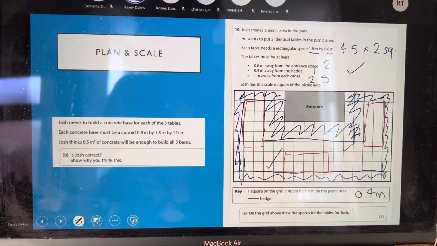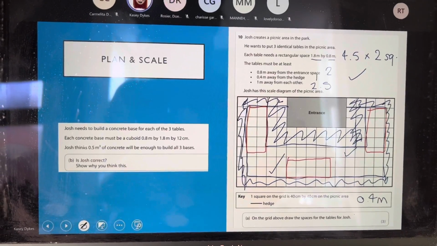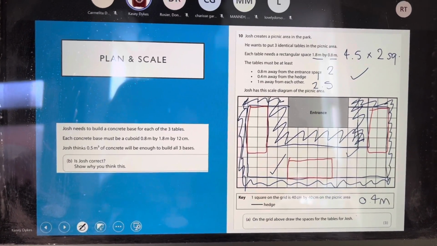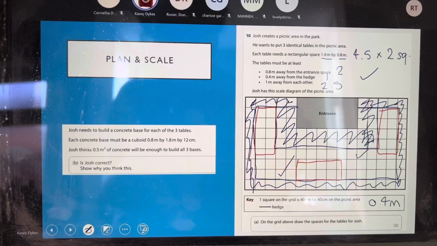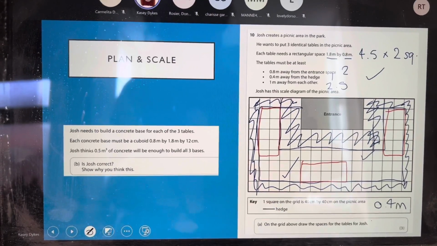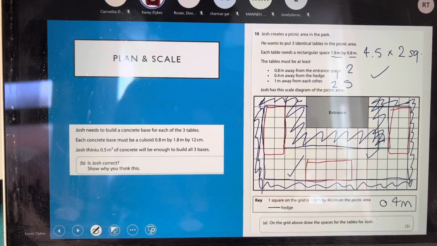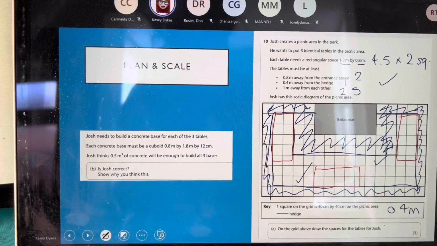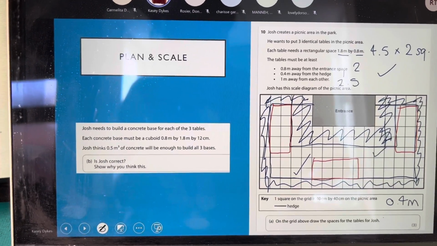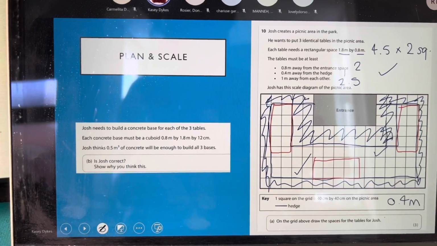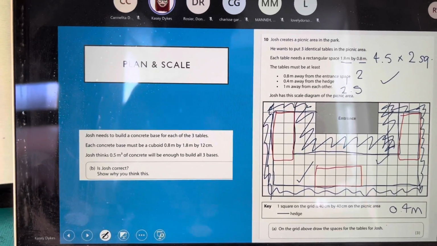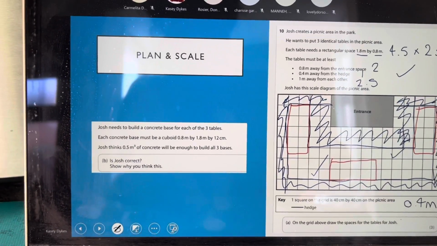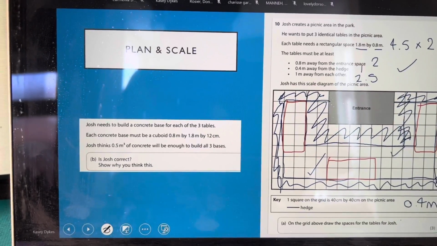So Josh needs to build a concrete base for each of these 3 tables. Each concrete base is a cuboid 0.8 by 1.8 by 12 centimetres. He thinks that 0.5 metres squared will be enough to build all 3 bases. Is he correct? So 1, 2, 3. So that's another 3-mark question for that one.